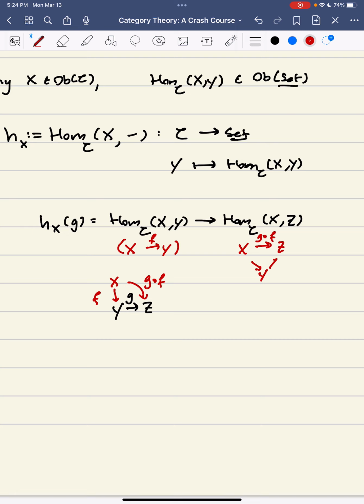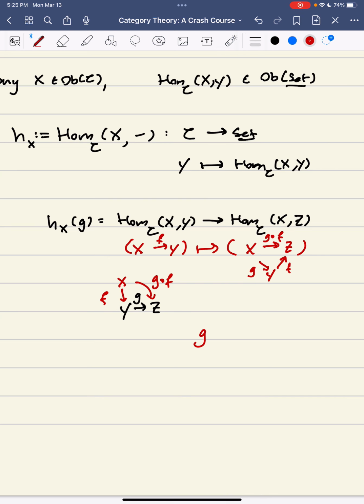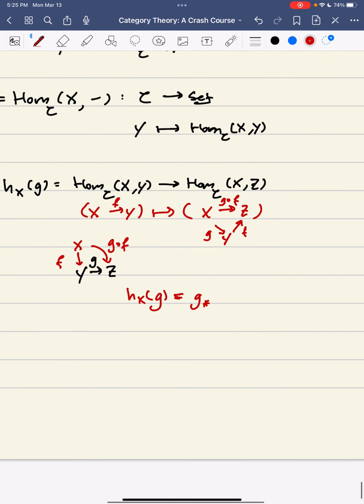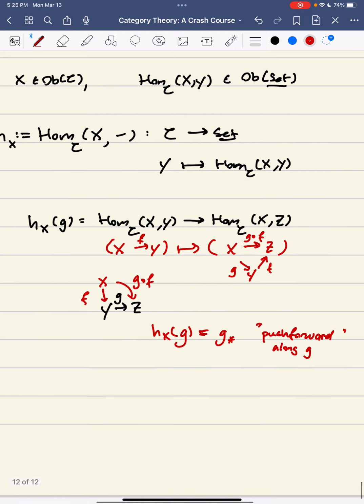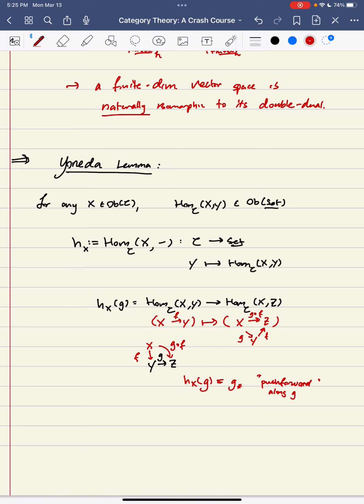You can think about it like this. Cool. Sometimes this morphism is written as G lower star, which is the push forward along G. Because you have a morphism from X to Y, you push it forward along G to produce a morphism from X to Z. Okay, this is a nice little functor here.